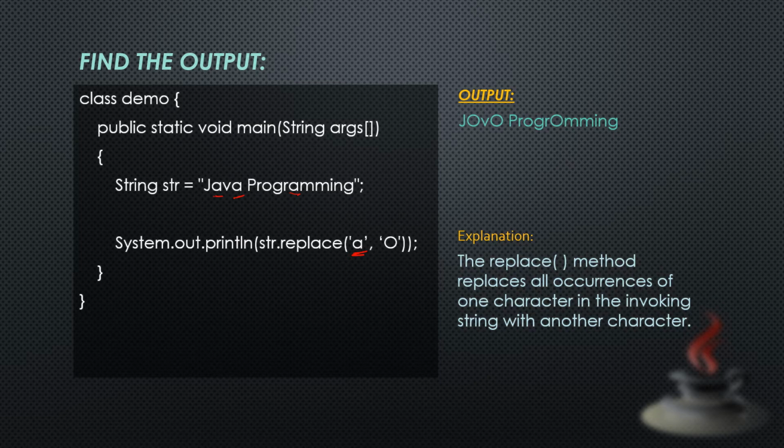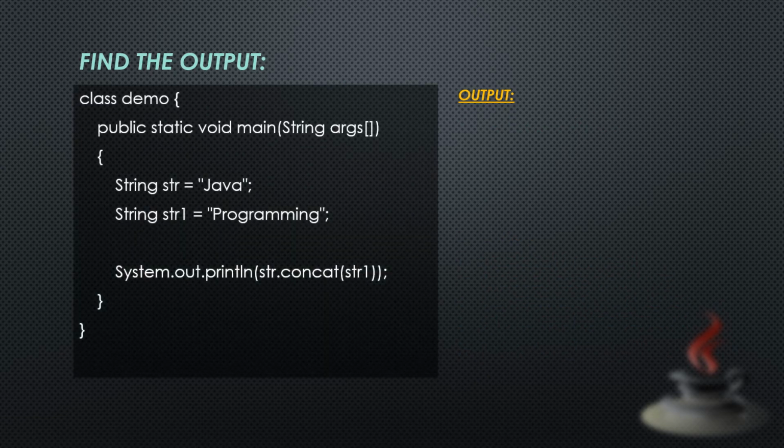Okay, so the first is your what? The first is the character you want to replace, this is the replaceable character, and this is the character you replace it with. So here n is replaced by O.